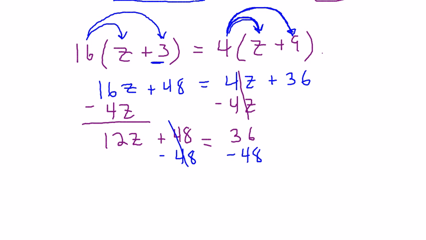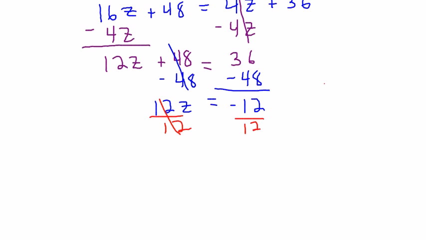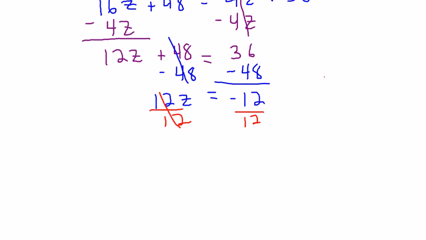So on the left-hand side, we are left with 12z. And on the right-hand side, 36 minus 48 is negative 12. And lastly, to undo multiplication of 12, we will divide by 12. And keep in mind, when you're solving equations and inequalities, all you're really doing is working backwards to figure out the value of the unknown.